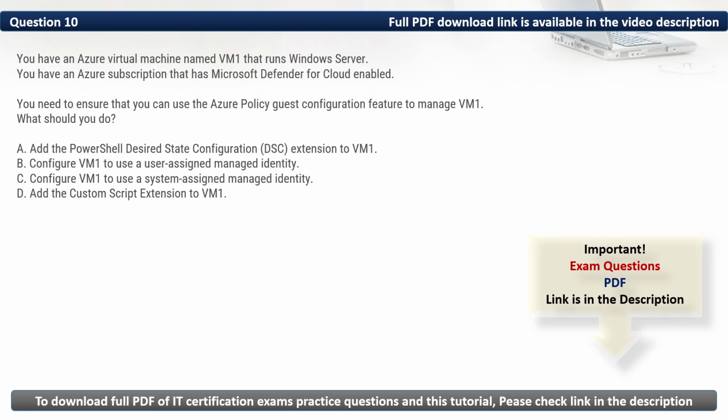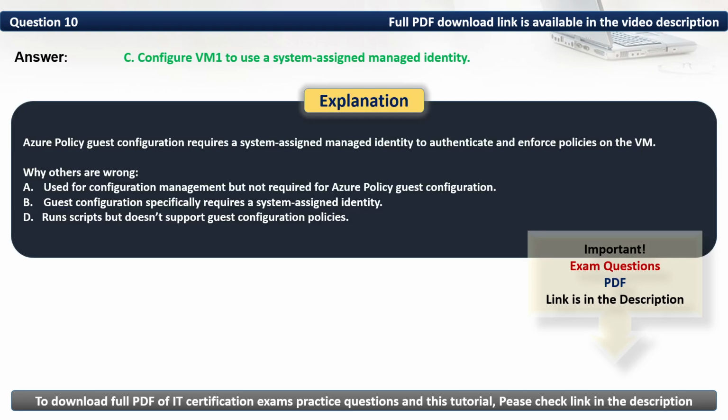As such, we should configure VM1 to use a system assigned managed identity. Thus, the correct option is C. Azure policy guest configuration requires a system assigned managed identity to authenticate and enforce policies on the VM.